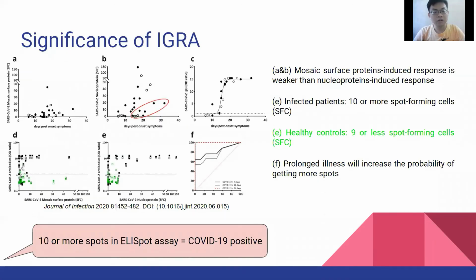Let's look at the significance of IGRA. Figures A and B show that the mosaic surface proteins induced response is weaker than nucleoproteins induced response. Figure E shows that a result of 10 or more spots in the ELISpot assay indicates that the patient is COVID-19 positive, and the healthy controls have only 9 or fewer spot-forming cells. Figure F shows that prolonged illness will increase the probability of getting more spots.